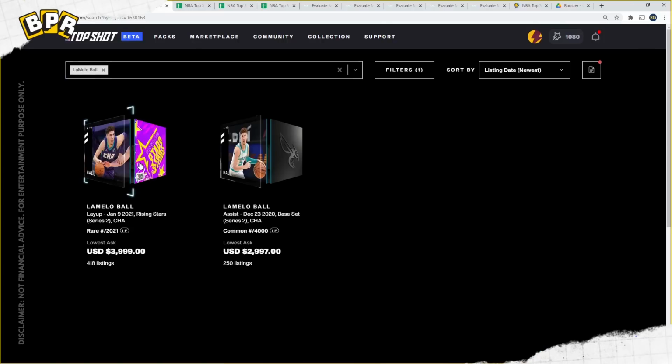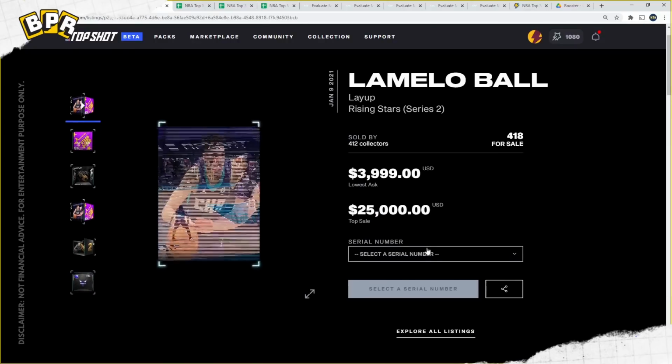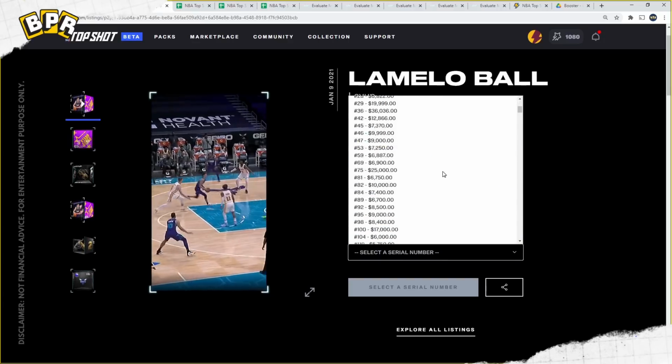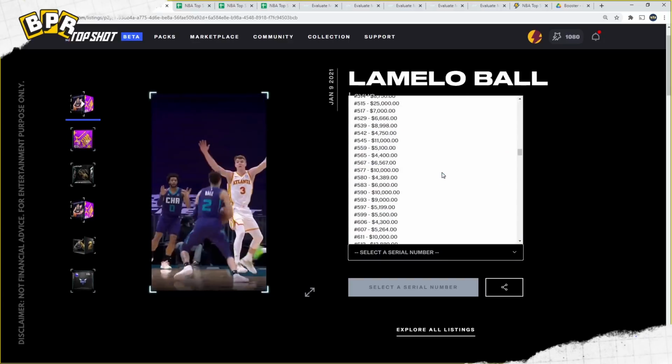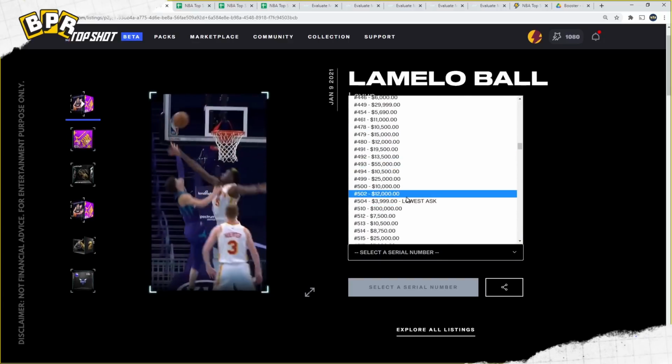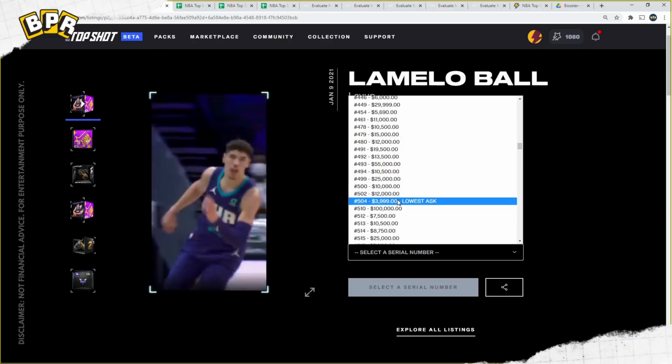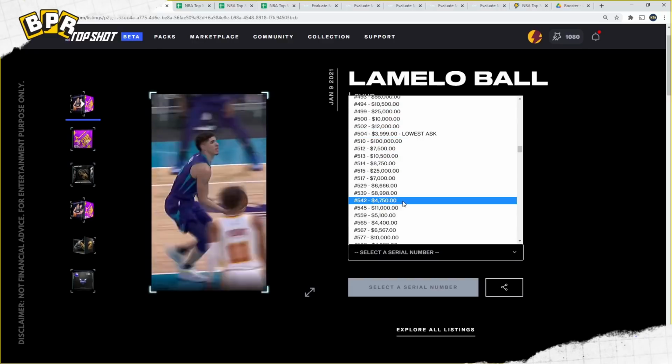Okay, so we got LaMelo Ball, the rising star. As you can see, there's 418 and it's priced at 4,000 right now. And let's take a look at the serial listings here. As we can see, we have the lowest ask at 4,000. So obviously someone here is trying to lowball to make a quick sale.